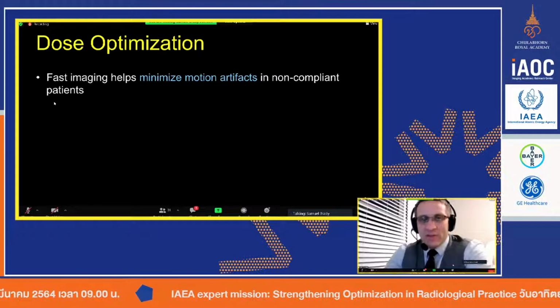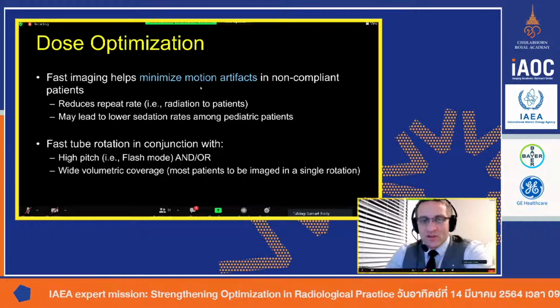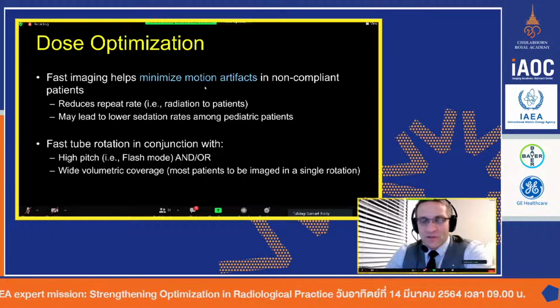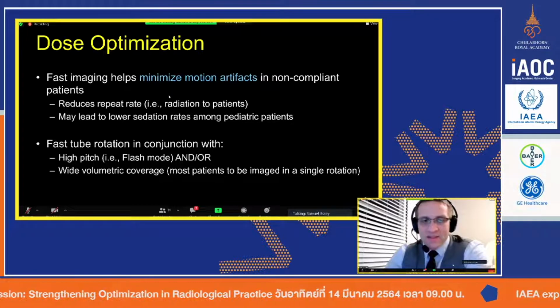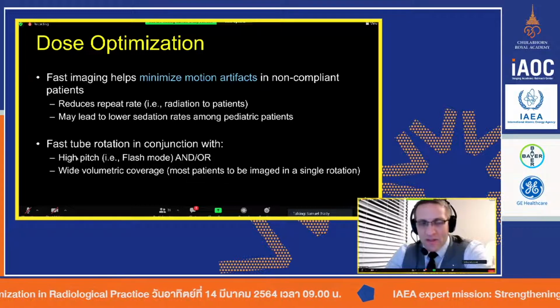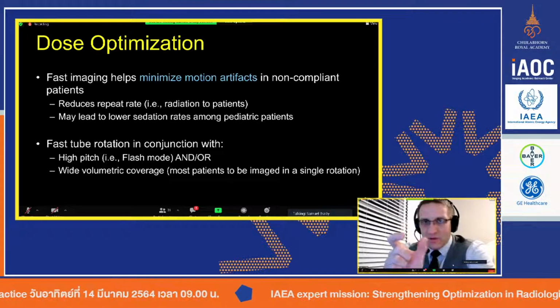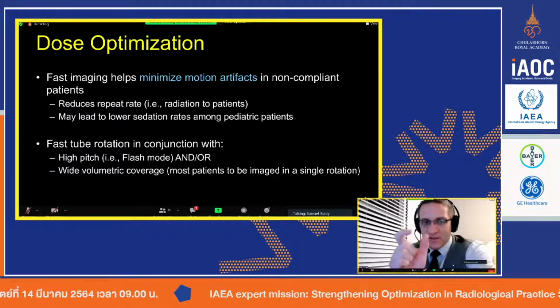We talked quite a bit about this, so I won't belabor this point, but fast imaging is really good, especially helps to minimize motion artifacts. And so how do we do that? Well, you have those high pitch, large beam width, fast acquisitions if you're doing helical.